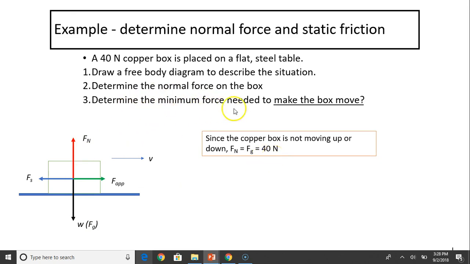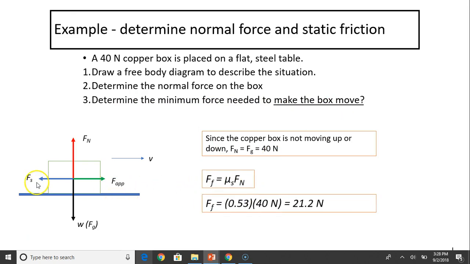How do you determine the minimum force needed to make the box move? The applied force in this case equals the friction force, which equals mu s times F normal. Where do you find mu s? It's static because the box is just starting to move. You'll find mu s in the reference table. It's 0.53 times 40 equals 21.2 newtons.